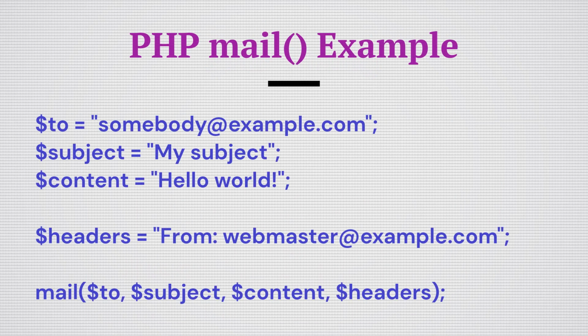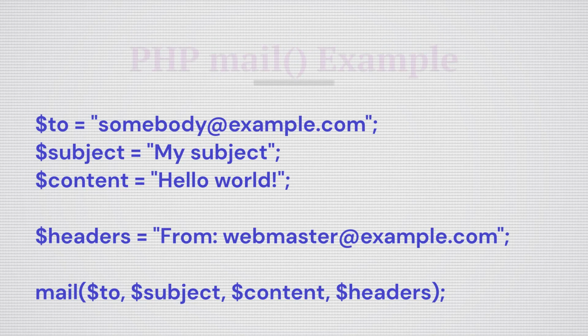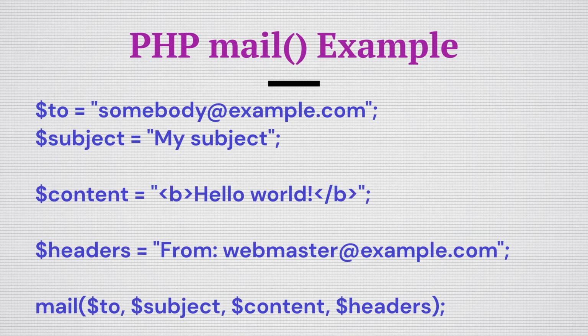Now, we can explain with an example. This example contains 4 variables for 4 parameters. It is possible to use the values directly in the mail function without using variables. The content of mail can be in HTML format also. See the updated example now. Look at the content variable. We have put the text inside an HTML bold tag. We can use bigger HTML text such as an entire HTML page including tables and paragraphs.